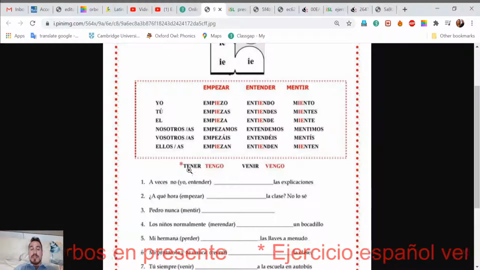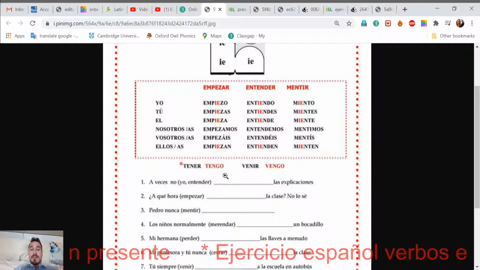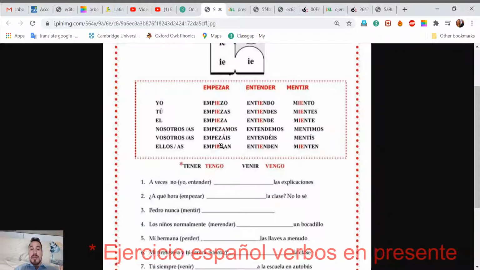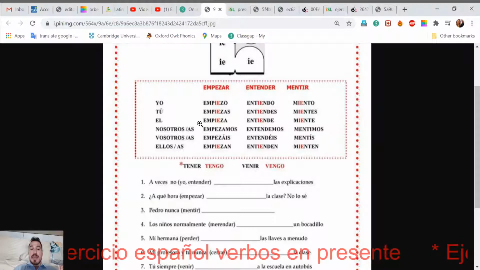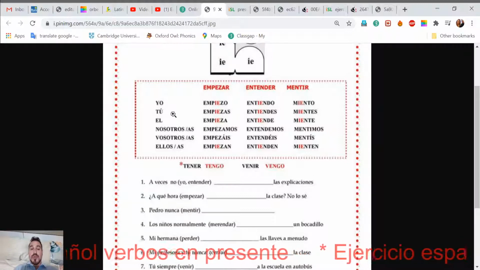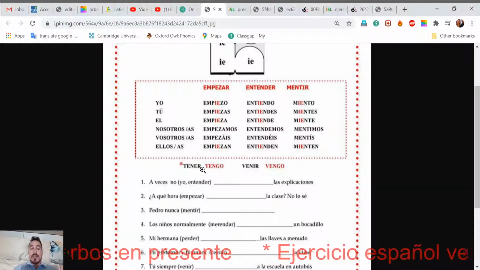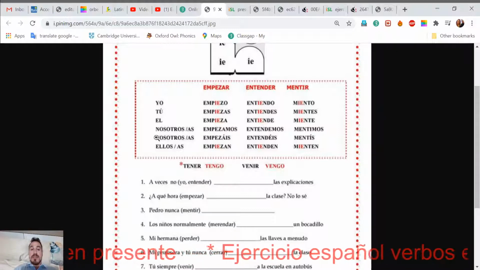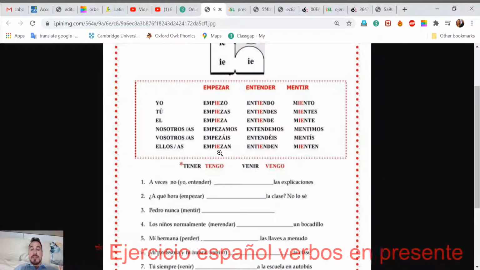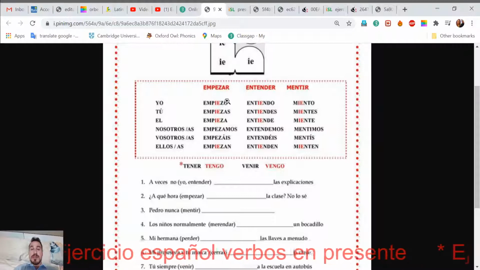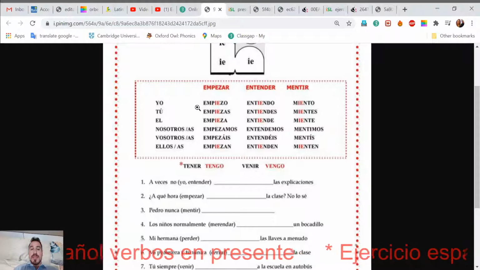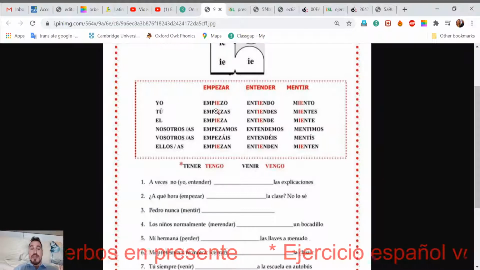Tener has this G, and venir has this G, and also has this other change for the other persons. So like tú, you say tienes, for example. But remember, never for nosotros and vosotros, or nosotras, vosotras, okay? As you can see, for example, here, this is to start. So instead of saying empezo, you say empiezo. So you should have this diphthong.